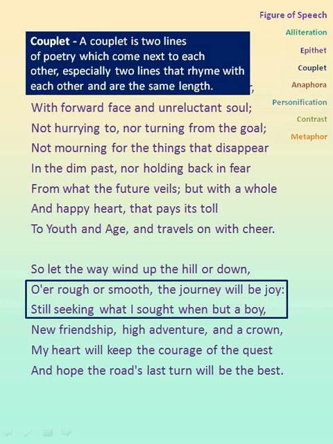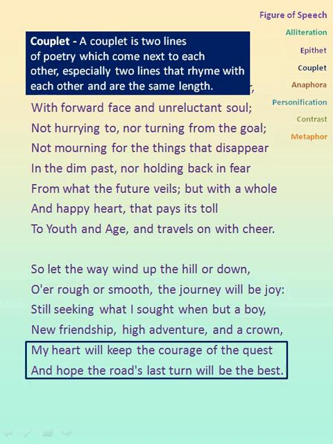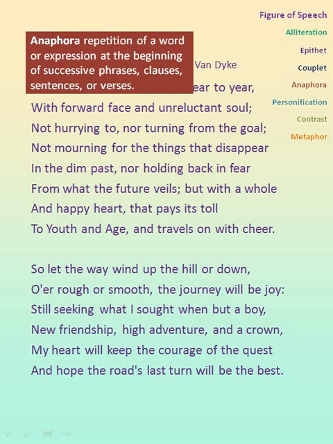The words joy and boy rhyme with each other, hence these two lines are together called a couplet. And the last two lines, my heart will keep the courage of the quest and hope the road's last turn will be the best. The words quest and best rhyme with each other and these two lines are together called a couplet. Anaphora, a very easy figure of speech.